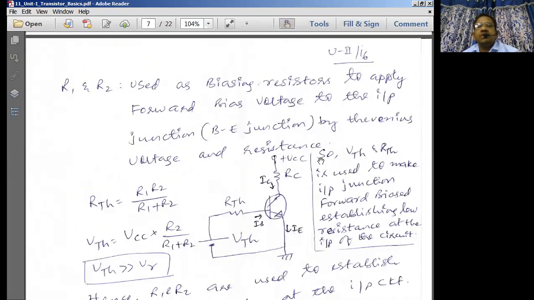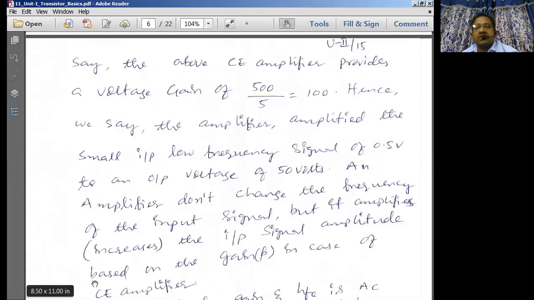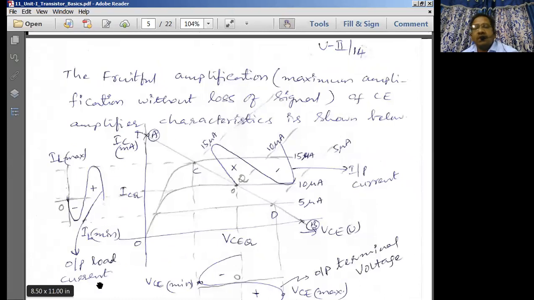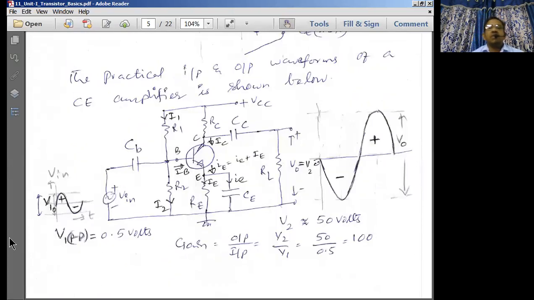With this, we stop our session here. We started our session with the basic working of an amplifier circuit. In the next session, we will try to analyze the amplifier with the H parameter model. We will cover how to represent a hybrid model of an amplifier circuit.